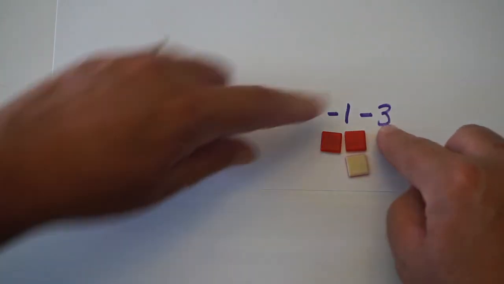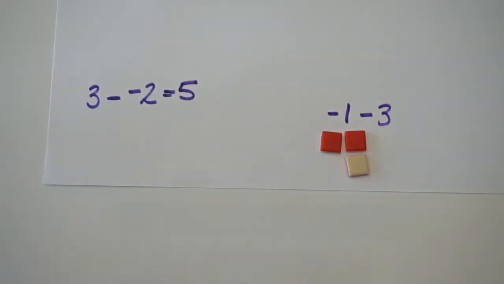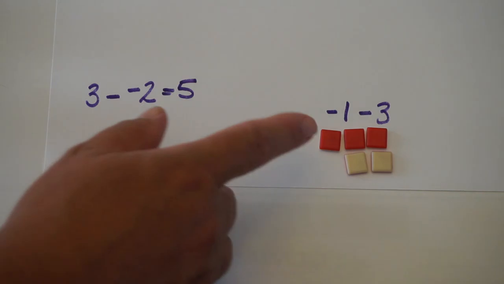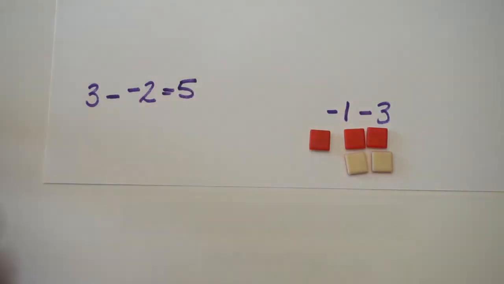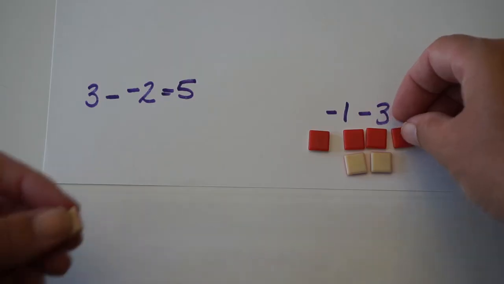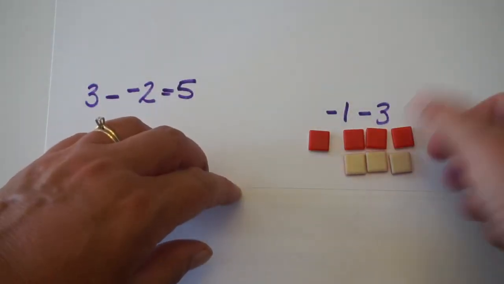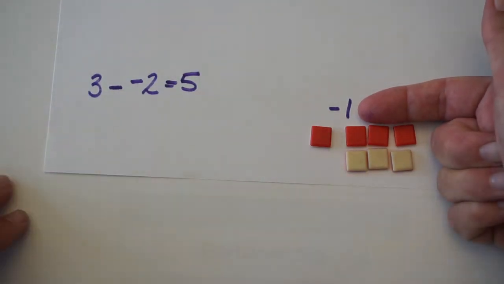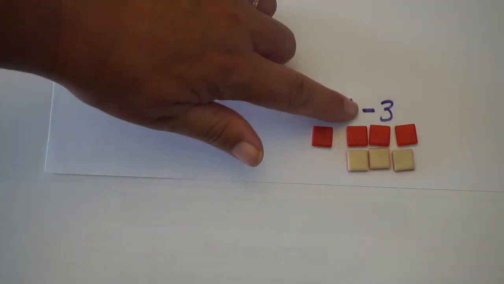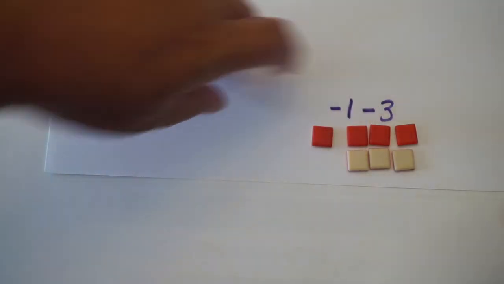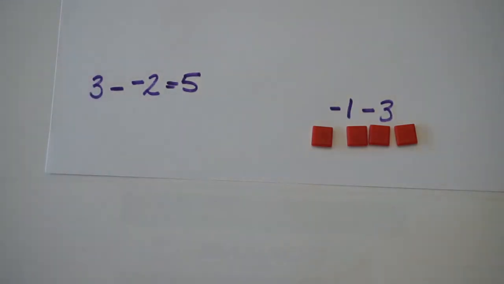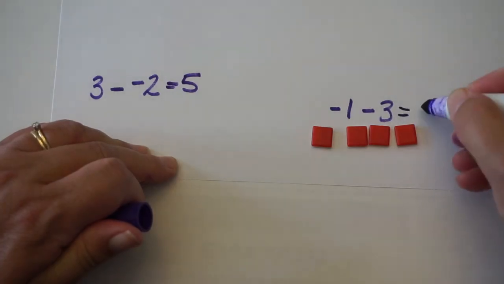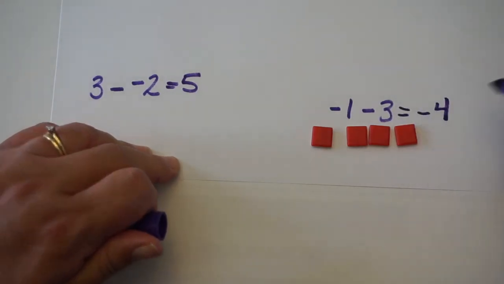And I need to be able to subtract 3 positives, so I'm going to make 3 zero pairs. This is still -1 because it's -1 and 0 and 0. And I put in another 0 pair. So still, we just have -1 represented because it's -1 plus 0 plus 0 plus 0. But now I can take away 3 positives. Here they go. So -1 minus 3 is equal to -4.